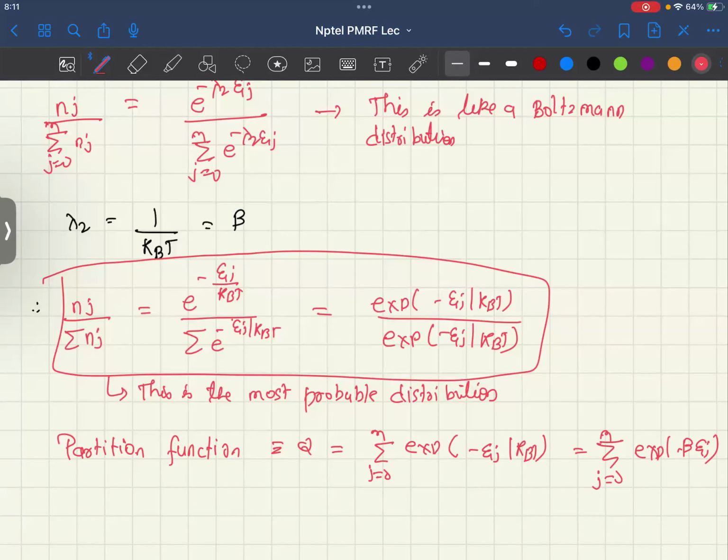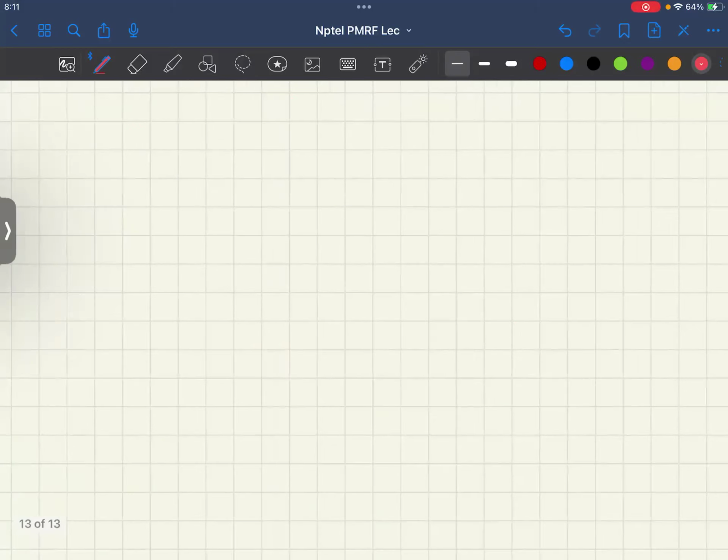Does anybody have any doubt in this? Okay, if there are no doubts, then we'll solve an example. That is question number 1.